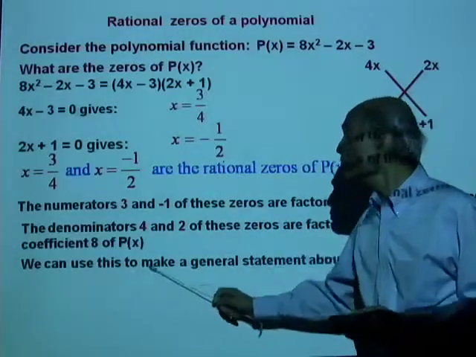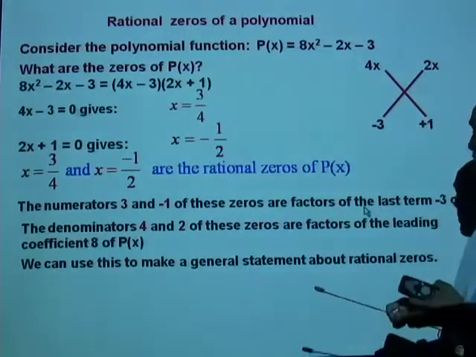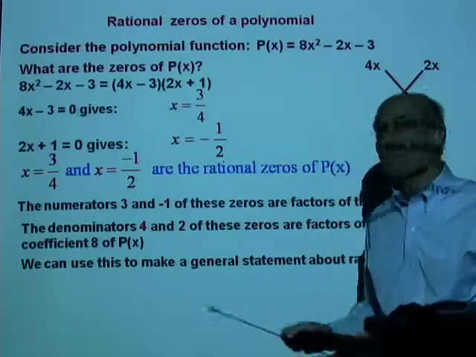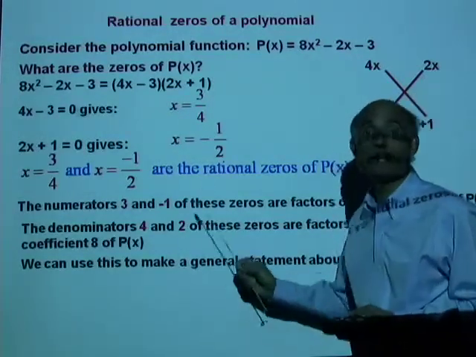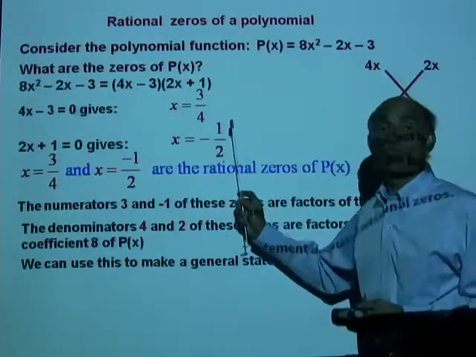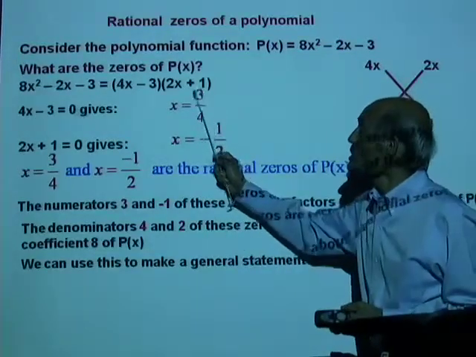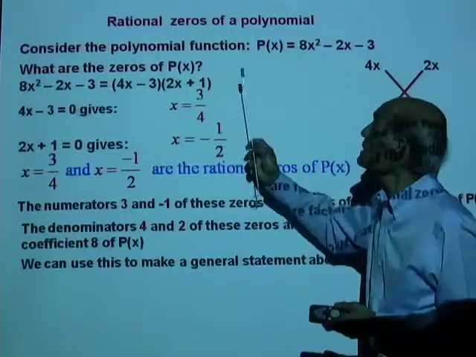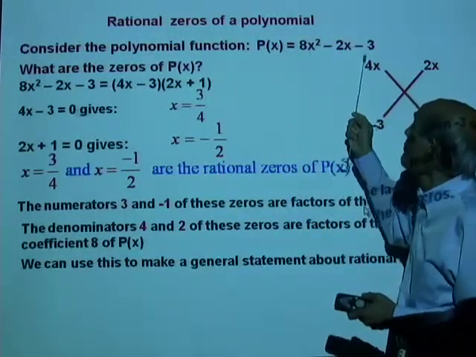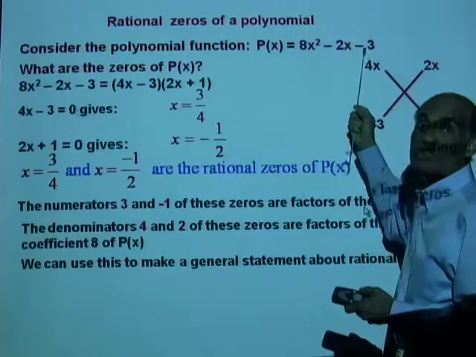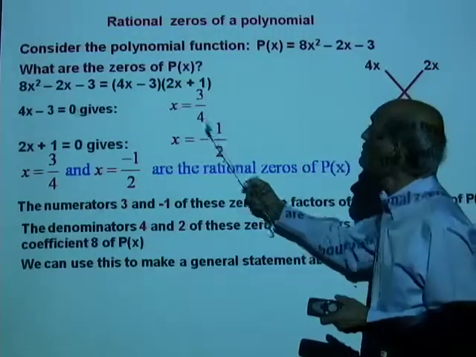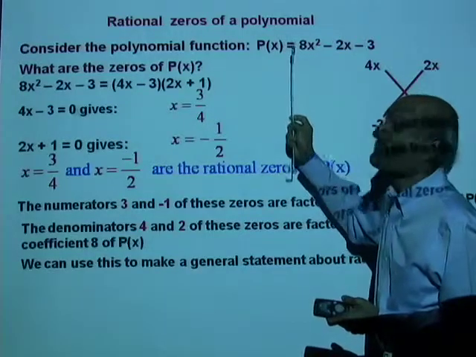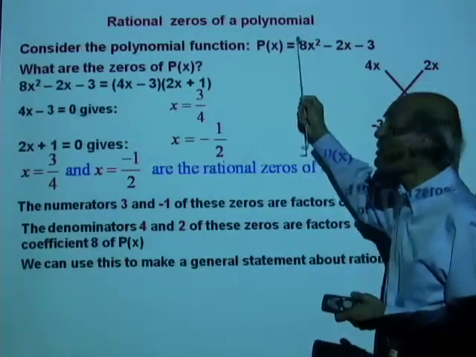So we can use this to make a general statement about rational zeros. Now what is the general statement going to be? For the rational zeros, the numerators will be the factors of the constant term, and the denominators will be the factors of the leading coefficient.